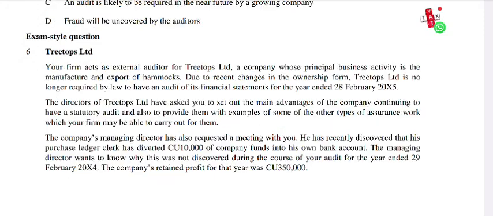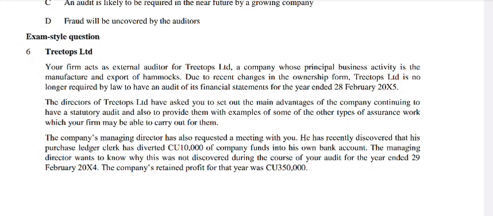The directors of Treetops Limited have asked you to set out the main advantage of the company continuing to have a statutory audit and also to provide them with examples of such of the other types of assurance work which your firm may be able to carry out for them. The company's managing director has also requested a meeting with you.